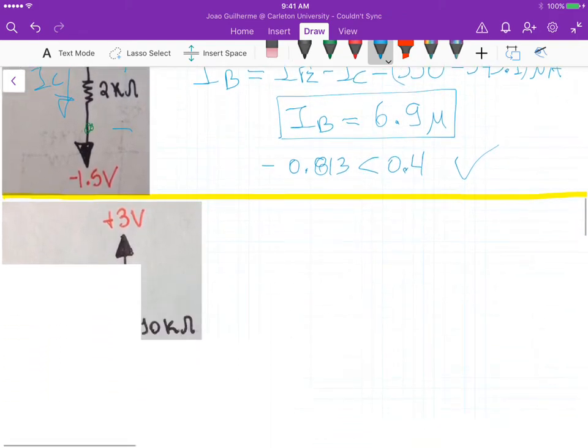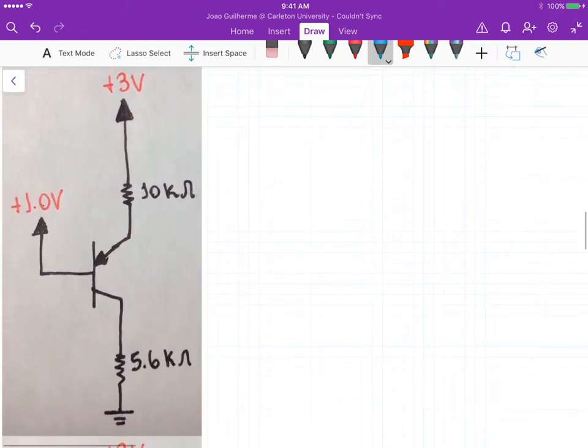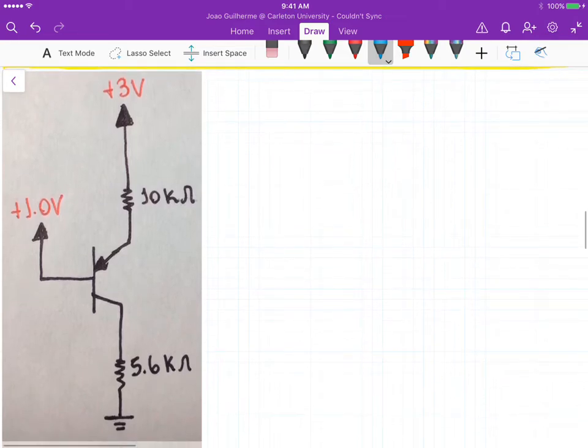Now the third circuit that we have, now the emitter is grounded, right? Because it's a NPN. No, it's a PNP. Sorry, it's a PNP again. So this one here is a PNP. So we have our emitter here, we have the base here, and we have the collector here, right?